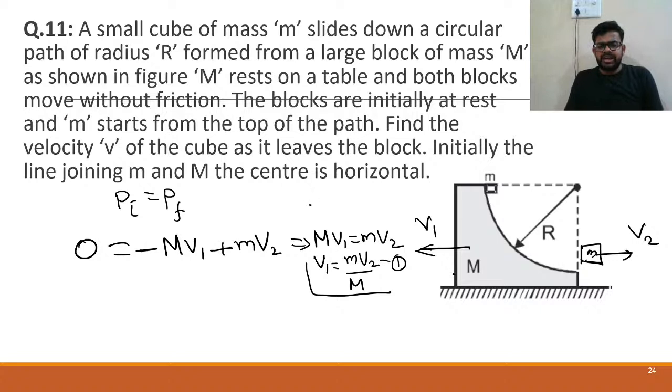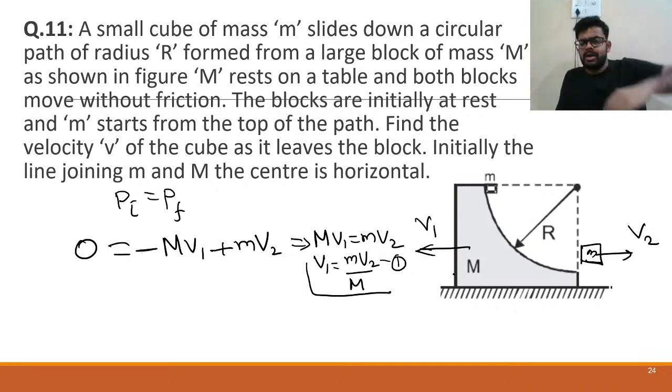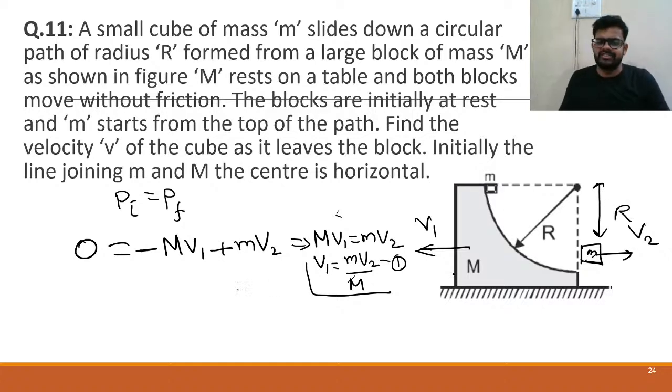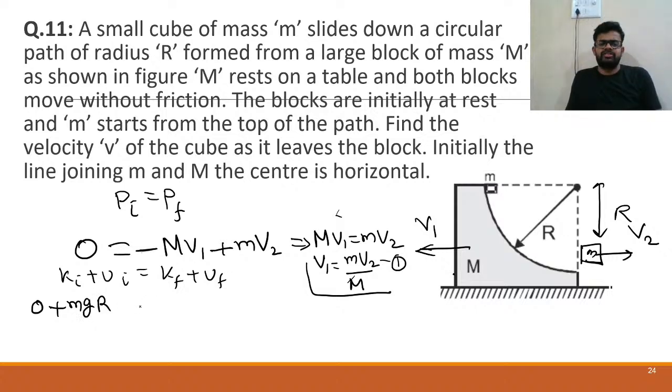Now I know one thing. The small block is coming from the top to bottom. From top to bottom means it is falling to a height of r. It is moving down to a height equal to the radius. So directly I will say K initial plus U initial, law of conservation of energy, equals K final plus U final. I am simply applying the law of conservation of energy, nothing else. So initial kinetic energy 0, initial potential energy mgh, h means r. Final kinetic energy half M v1 square plus half small m into v2 square.